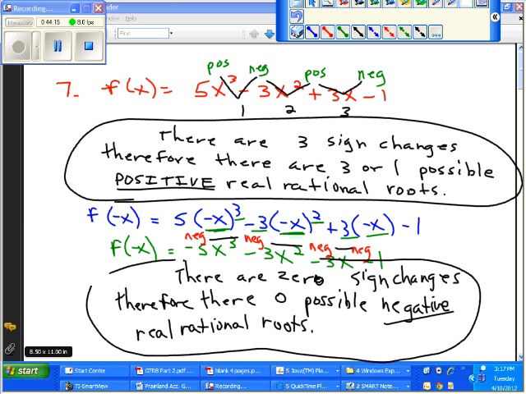So here are your answers. We found the number of possible positive real rational roots and the number of possible negative real rational roots using Descartes' rule of signs. Any questions on number 6 and 7, Descartes' rule of signs? All right, I'm going to stop right there and then do one more video for 8 and 9, and that'll keep the videos a little bit shorter. We're already 44 minutes and something in. All right.